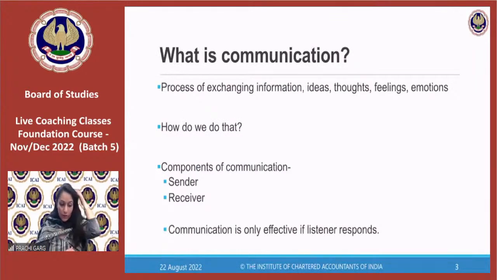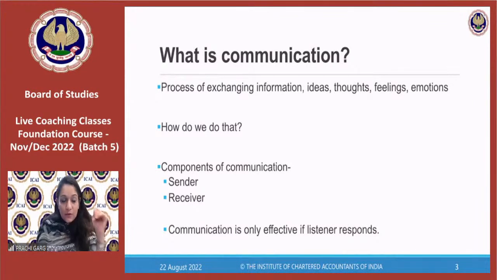Now, you all said it right, which is that communication is a process of exchanging information, ideas, thoughts, feelings, and emotions. We all get it. Now, how do we do that? What is the process involved in it? How do we do that?